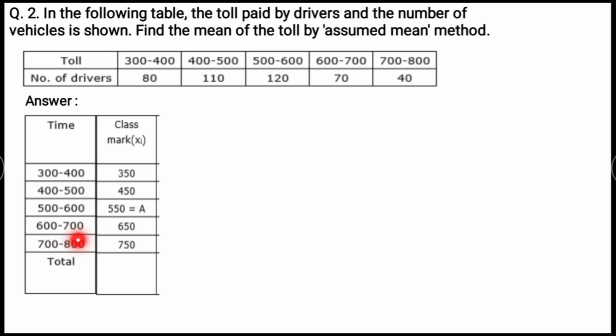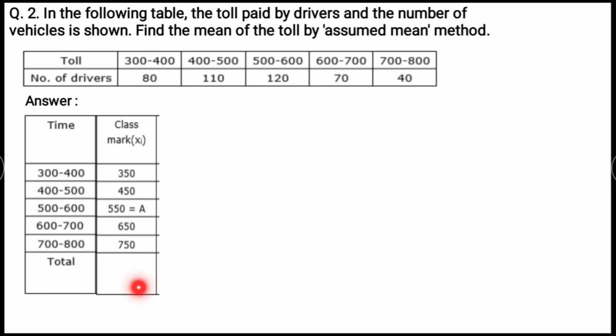Then we add 600 with 700, we get 1300. So 1300 by 2 we get 650. And last we add 700 with 800, we get 1500. So 1500 divided by 2 we get 750. So in this way we get the class marks.